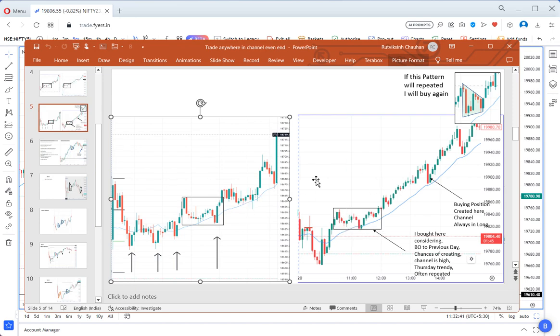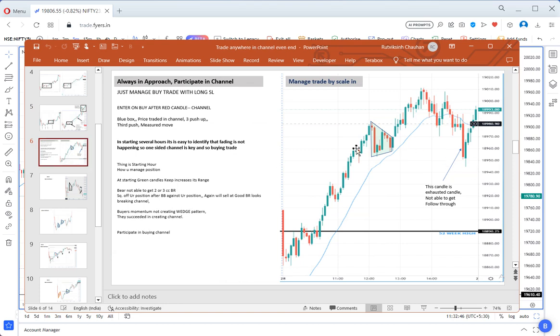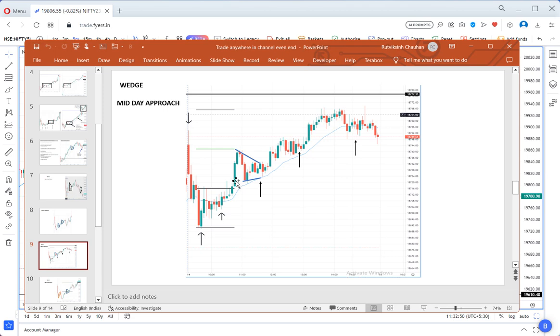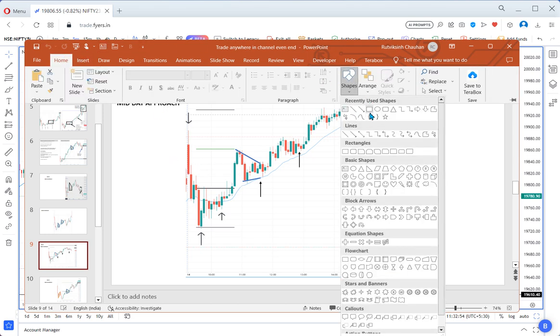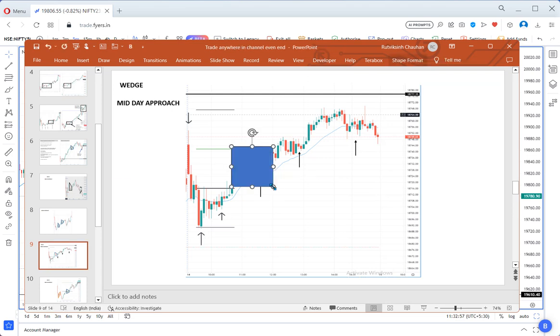So these are two different charts. What I'm trying to do is, I have one pattern structure. Okay, if you see, here is that structure.